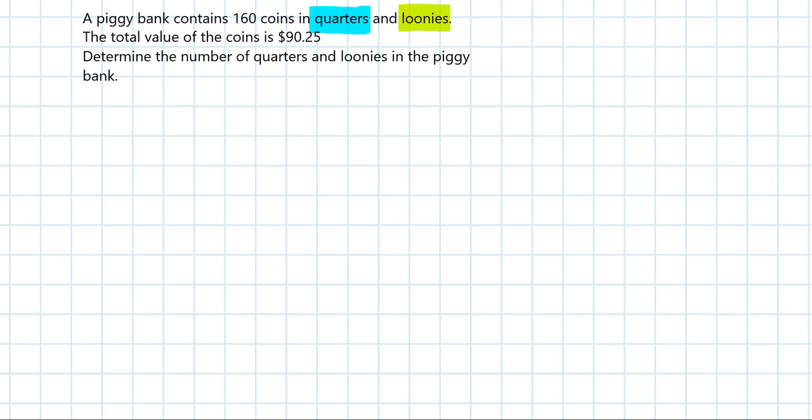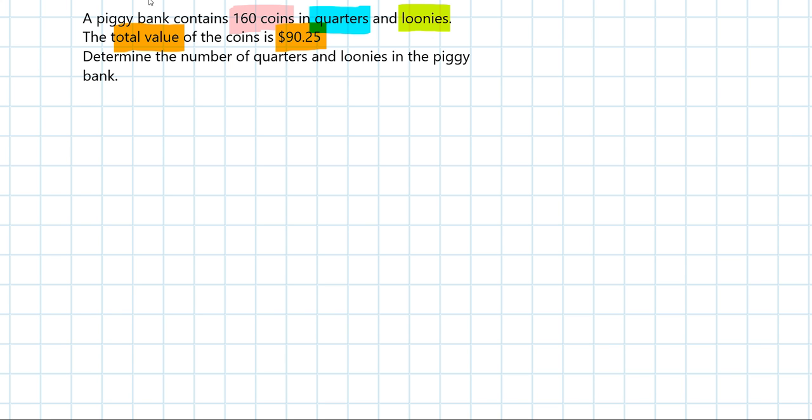Okay, here's a question that I got by email, and I thought I would make a video of it because I bet it's something that a bunch of people would like to see. So here's the question. A piggy bank contains 160 coins. So there's a total of 160 coins. And all of those coins are either quarters or loonies. It also tells us that the total value of all those coins is $90.25. It says determine the number of quarters and loonies in that piggy bank.